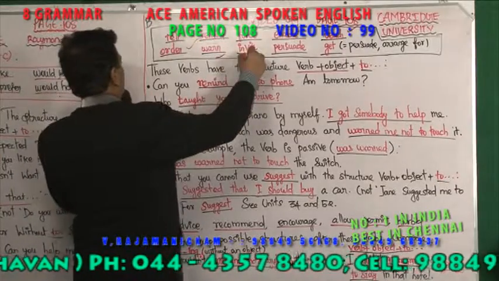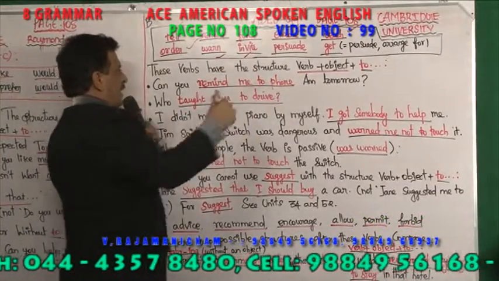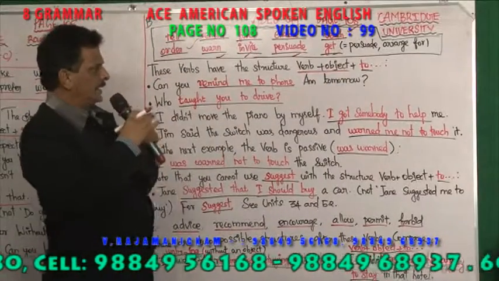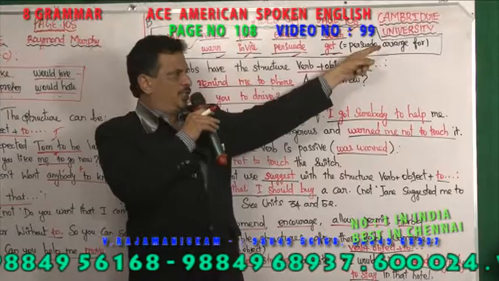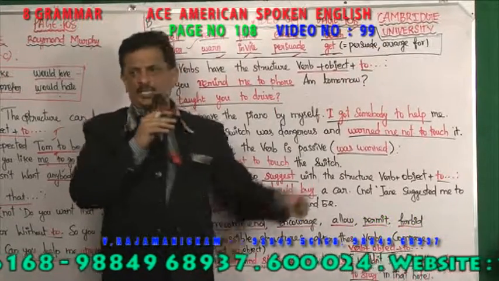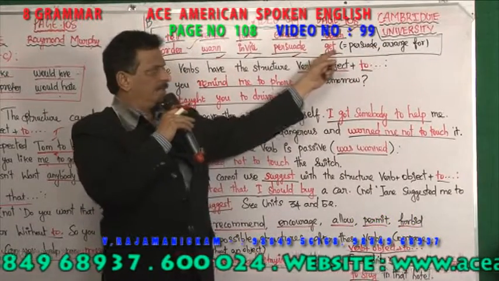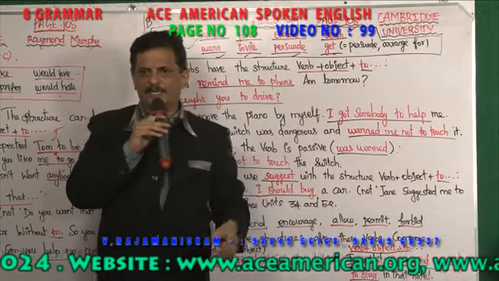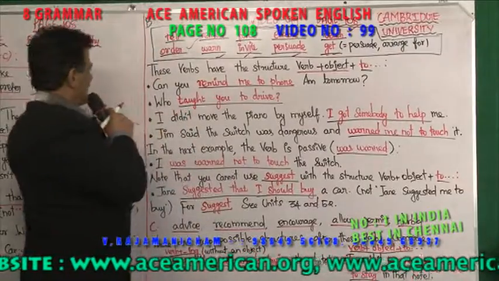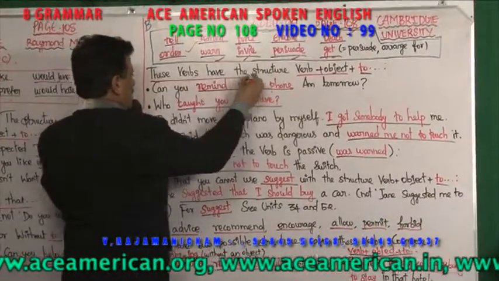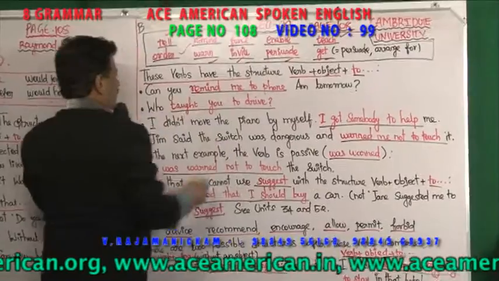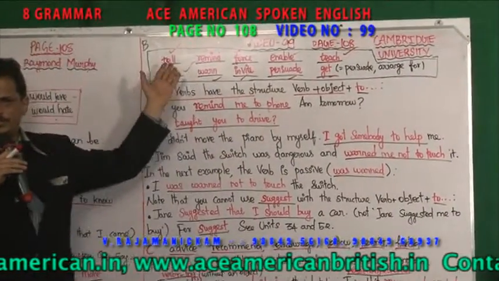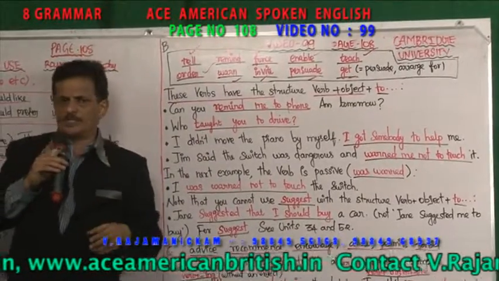Warn, warning. Invite, you are inviting somebody. Persuade, you are compelling. Get is used for persuasion, arrange. He got his things done. He got his father. So persuade means compelling. He got his things done. Whatever it is, see here, these verbs have the structure verb plus object plus "to" plus present tense verb. All these verbs take an object plus "to" plus present tense verb.